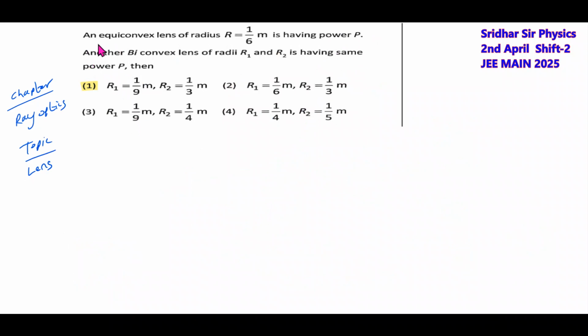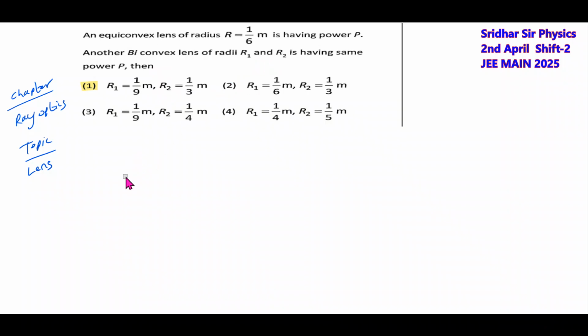Okay kids, this question belongs to the chapter Ray Optics and the topic is lens. Let me read the question. An equiconvex lens of radius r equal to 1 by 6 meter is having power P. Another biconvex lens of radii R1 and R2 is having the same power P. Then it is asking us to find suitable values for R1 and R2.